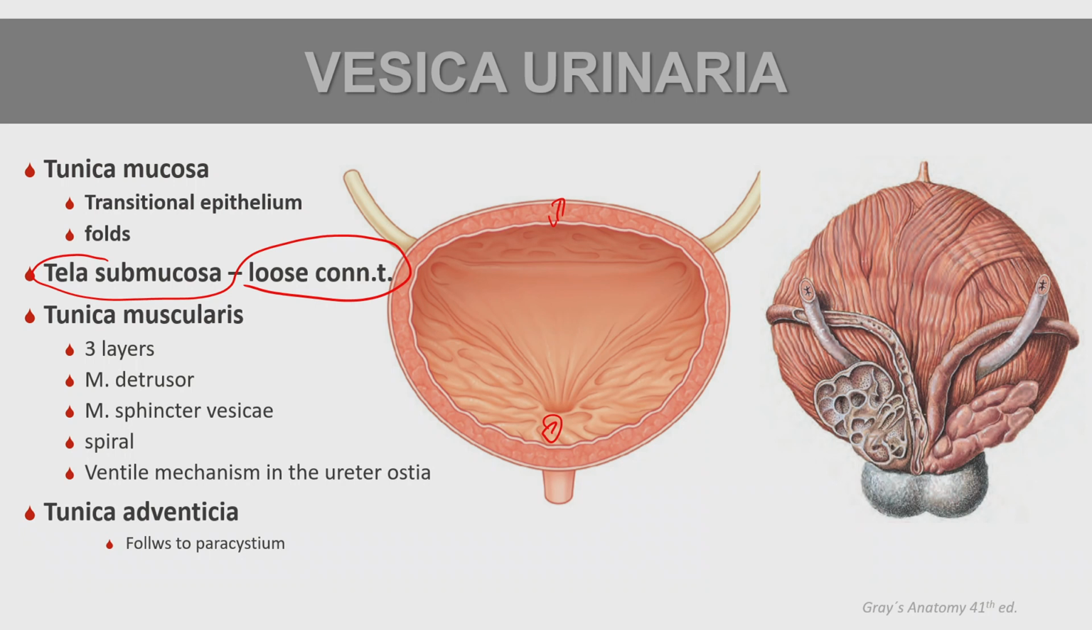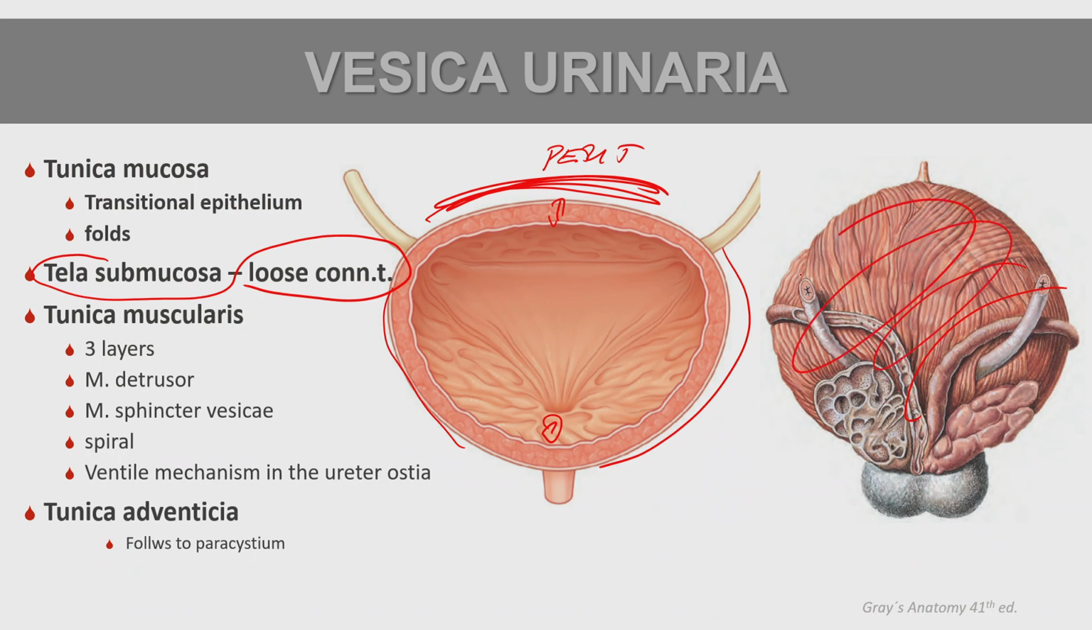So then outside is the tunica adventitia. The adventitia is denser connective tissue, and the roof, we know, is covered by peritoneum. So you can see that the spiral orientation could be in different spirals. So this is the arrangement of the muscles.